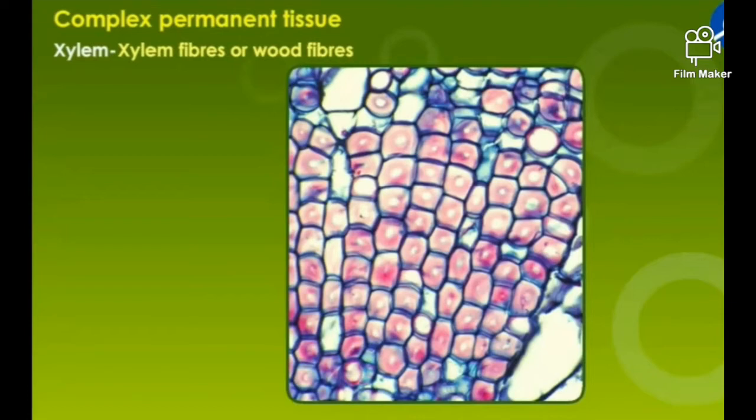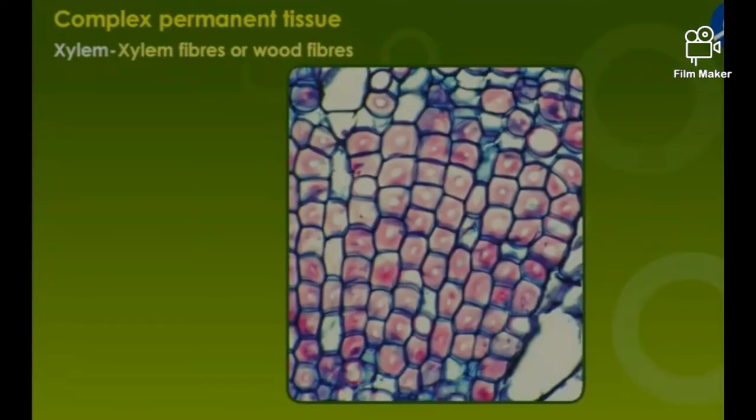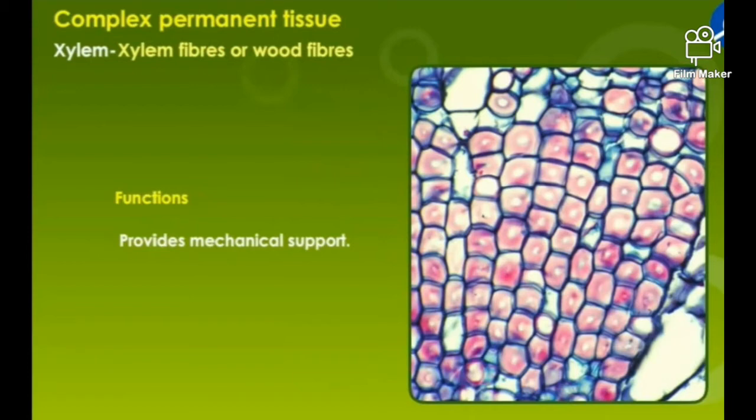Xylem fibers are wood fibers. Sclerenchymatous fibers present in the xylem are called xylem fibers. They are found mainly in woody plants. They are dead and their cell wall is thick due to lignification. Students, xylem fibers are wood fibers. Functions. Mainly provides mechanical support.